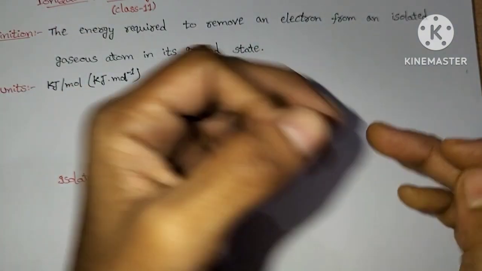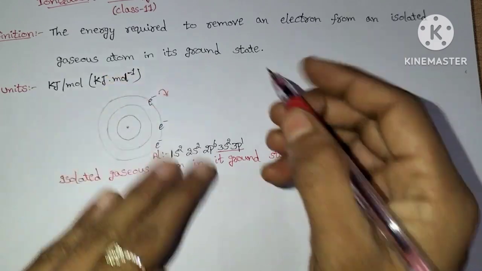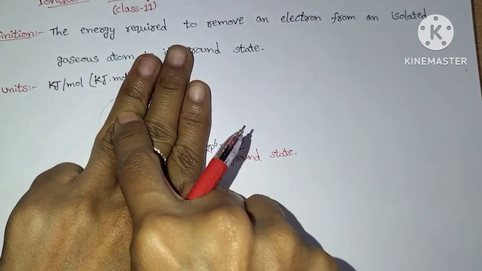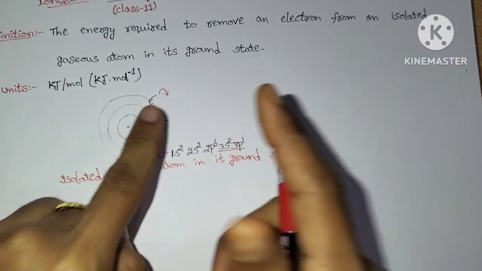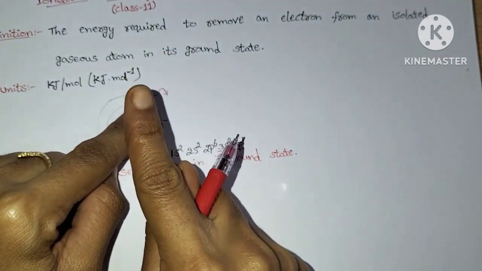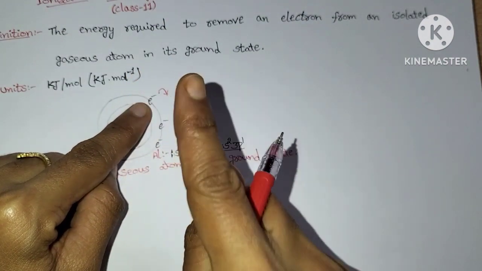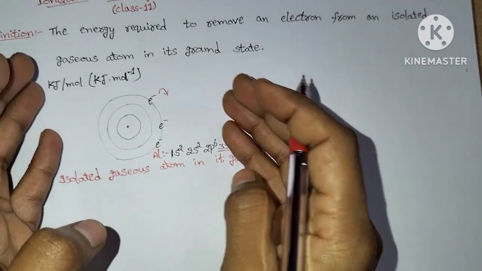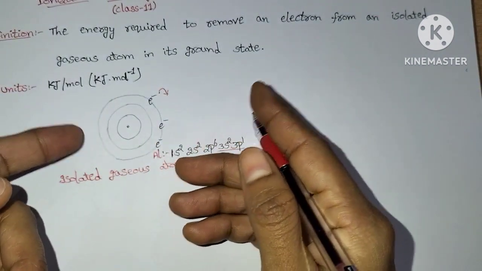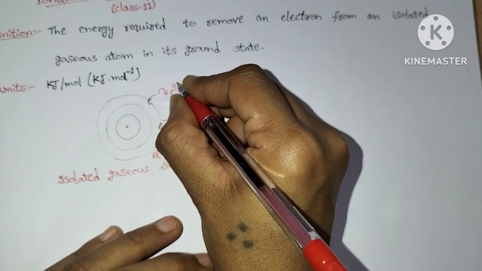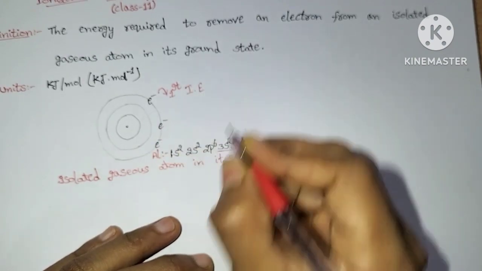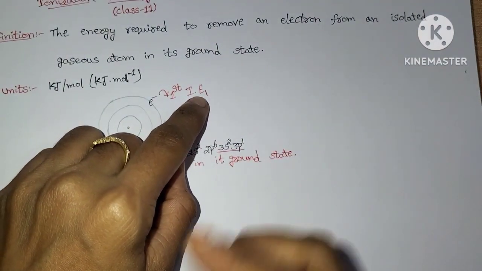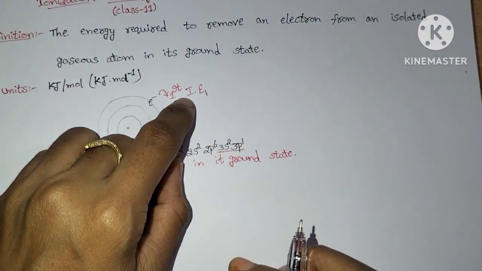And here ionization enthalpy, we can basically discuss 3 types. What are those? First ionization enthalpy, second ionization enthalpy, and third ionization enthalpy. Now what is the first ionization enthalpy? To remove the first electron from the isolated gaseous atom in its ground state, how much energy is required? That energy is called first ionization enthalpy. It will be represented as IE1. IE1 is nothing but first ionization enthalpy.